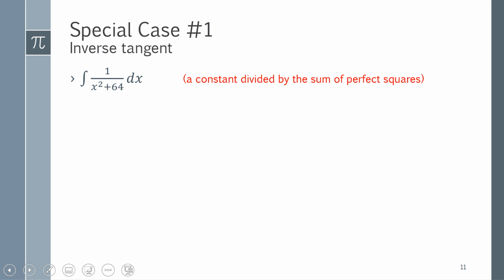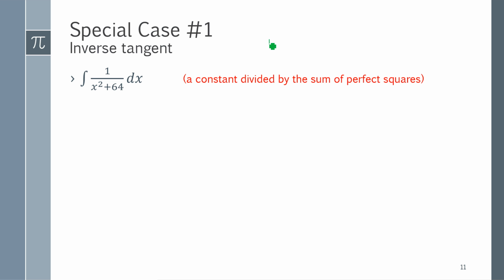So substitution. Well, if I say that u is equal to x squared plus 64, or even just the x squared, I end up with a 2x and a derivative that's not going to cancel out when I replace the dx. So it's not that. This is one where it's set up that I have a constant divided by the sum of perfect squares. So x squared plus 64, 1 is a constant on top, x squared plus 64 is a sum of perfect squares.